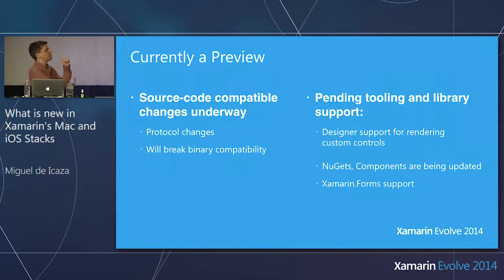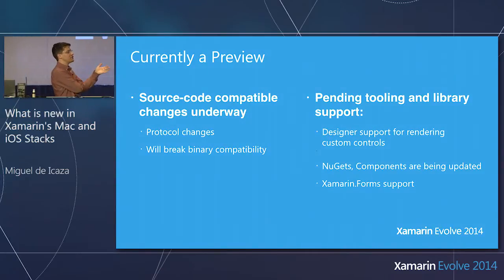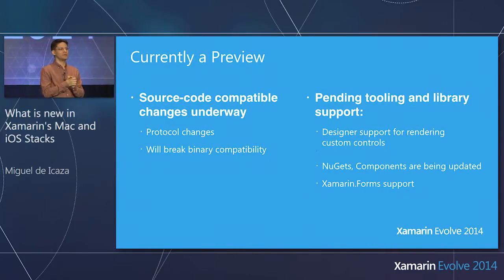The things that will break your code are the protocol changes, and we'll talk about this in a second. The reason why this is a preview and why we're not really shipping it right now as an officially supported API is the following. We are in the process of fixing things so that protocols work the way that you want it to, or the way that most Objective-C samples work. I'll get back in a second. But most importantly, our tooling is not ready.